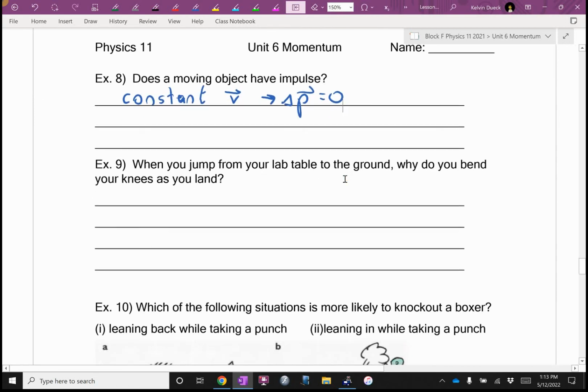When you jump from your lab table to the ground, why do you bend your knees as you land? Emilio. Time. Increase time. And that lowers the impact force because we're stuck with the same impulse. In fact, when you're 5 or 6 years old, your mass is so small that the forces involved are small enough that you can land wrong and you'll be okay. You can fall backwards off the playground and land on your back and you'll cry, but you'll get up and 10 minutes later you'll be playing around.